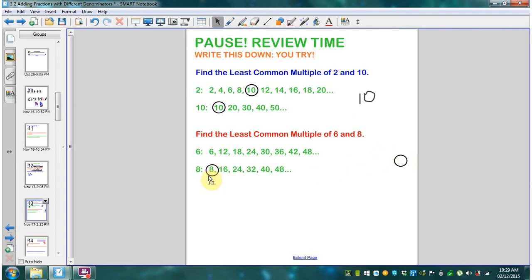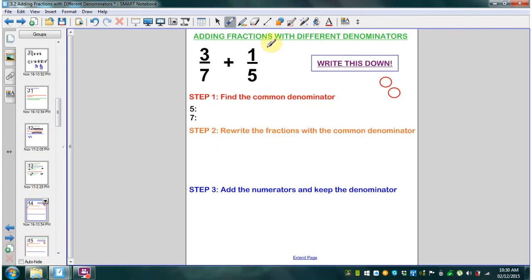We don't have a 6 here and here. Nope. 12. No. 18. No. 24. Yes, we have a 24 here. And a 24 here. That's common. And it is the least common multiple. So our answer is 24. So that's just a quick little review. Now moving on back to the grade 7 stuff. We will be using this skill in the next problem.